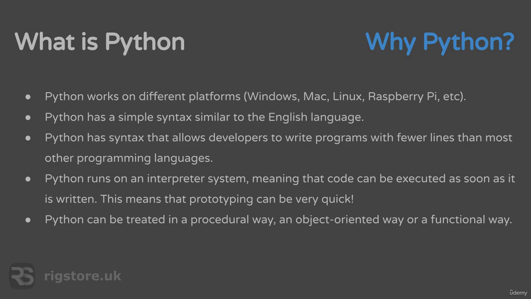Python runs on an interpreter system, meaning that the code can be executed as soon as it is written, which means that prototyping can be done very quickly. Python can be treated in a procedural way, an object-oriented way, or in a functional way.